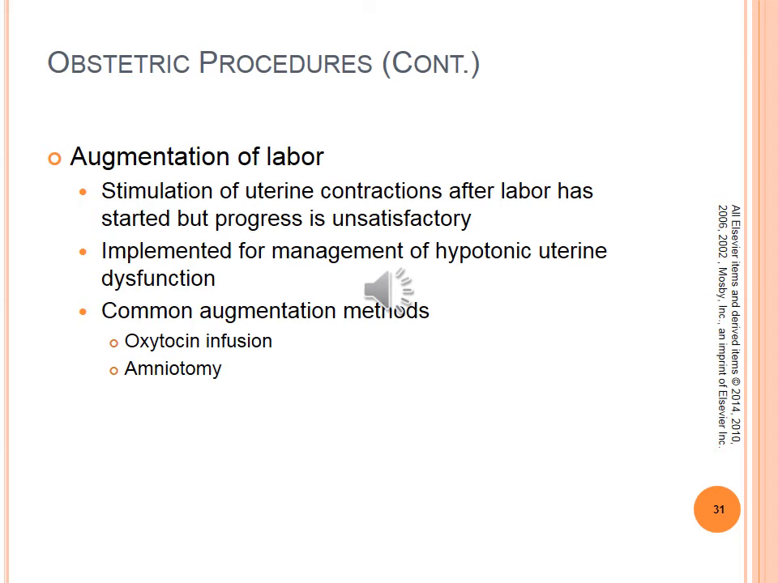Augmentation of labor is the stimulation of uterine contractions after labor has started but progress is unsatisfactory. It is implemented for management of hypotonic uterine dysfunction. Common augmentation methods are oxytocin infusion and amniotomy.